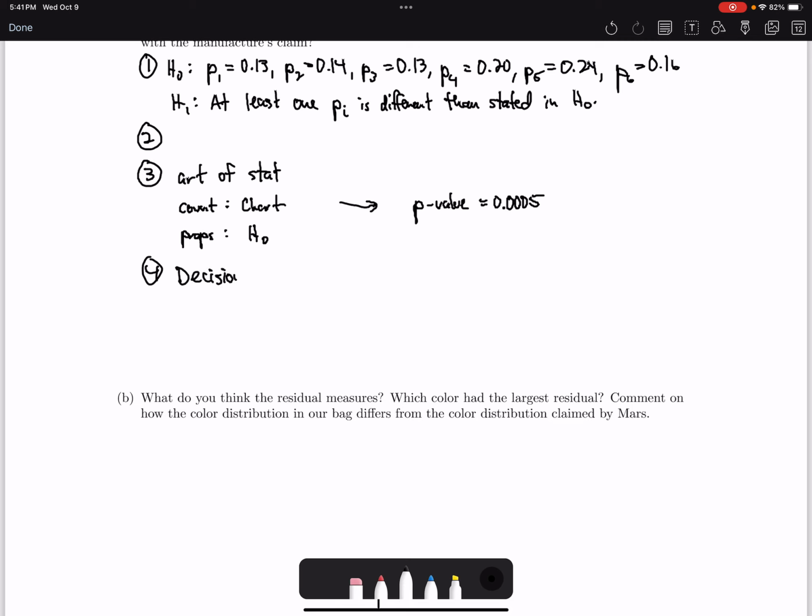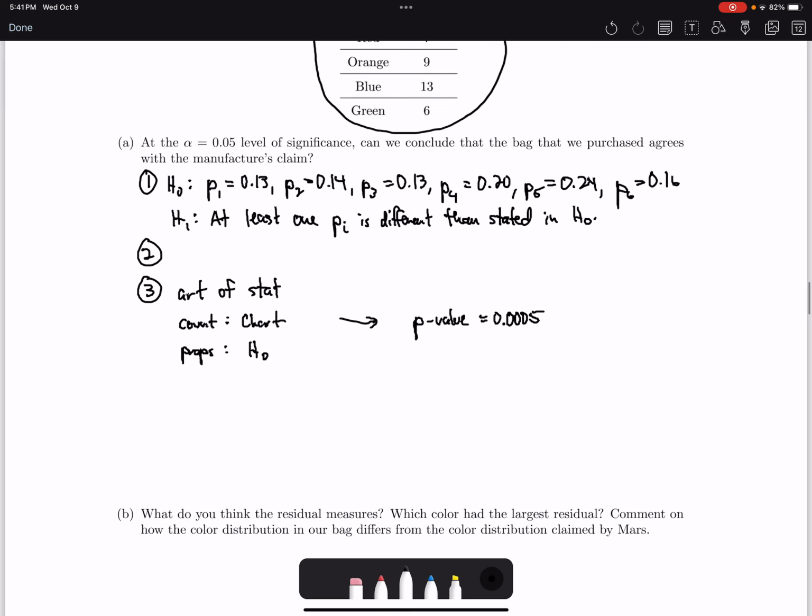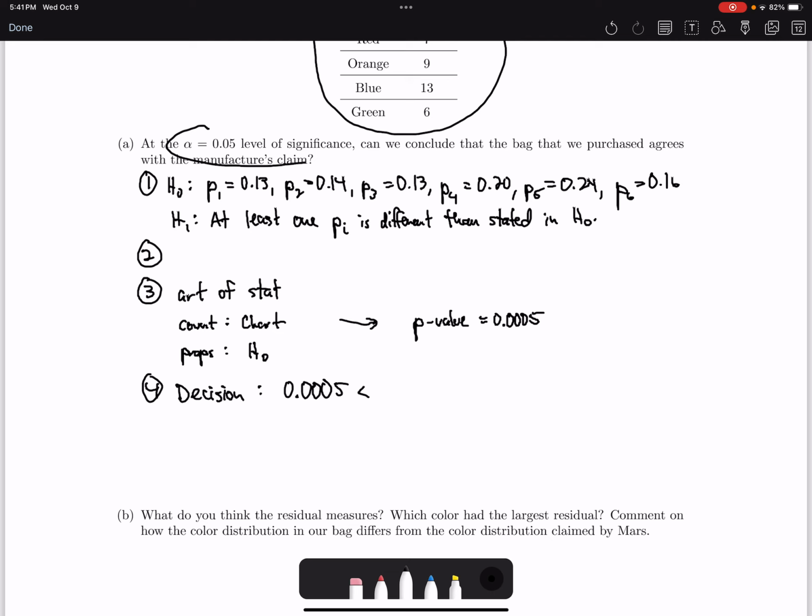So that's pretty small, right? 0.0005 is less than whatever level of significance we usually use. It's less than 0.05. It's also less than 0.01 or any of the other normal levels of significance that we tend to use. So we definitely reject, right? I almost wrote definitely. We reject H null.